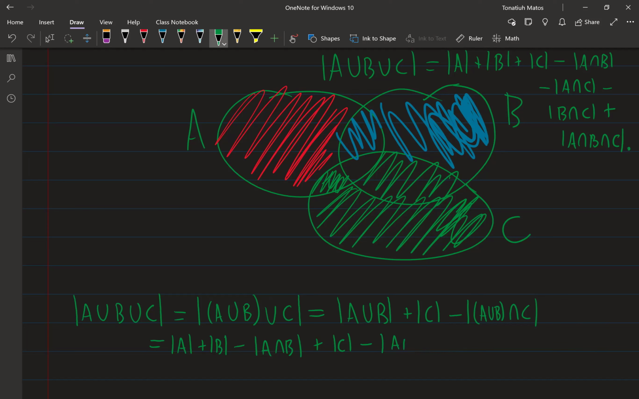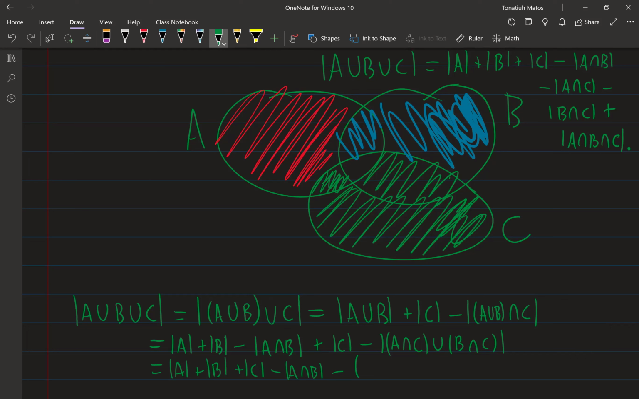So this should just be A intersection C union A intersection B. Sorry, C. A intersection, wait, something's weird here. B intersection C, right? And if I write all of this together, I have A, I have B, I have C, and then I remove A intersection B, and then I remove, actually I don't remove anything. I remove this bit right here.